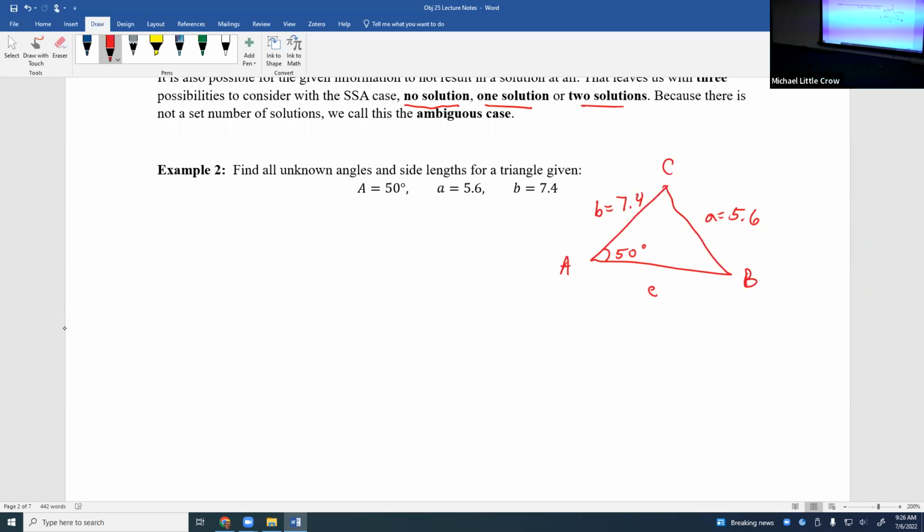Now, since those three things are not known, it's a possibility. Now, we would see that angle A is 50, the side is 5.6. Angle B has to be bigger than 50 degrees to make all this work. So we're kind of forced.